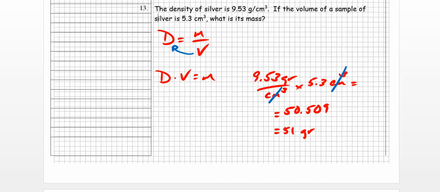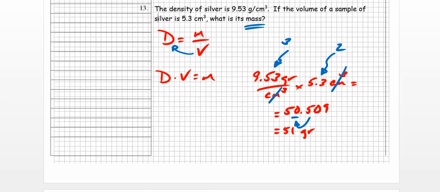I have two numbers, 9.53 and 5.3, and I'm multiplying together, right? This one is 3 significant digits, and this one is only 2 significant digits, right? And so I can only take the lesser of the two. So I'll take the 5 and then one more, the 0. The question is, does the 0 get kicked up or not? If the next number is 5 or bigger, it gets kicked up. It is. Kick that 0 up to a 1, and we get 51 grams as our mass. Remember, that's what we were looking for, and that'll do it for number 13.